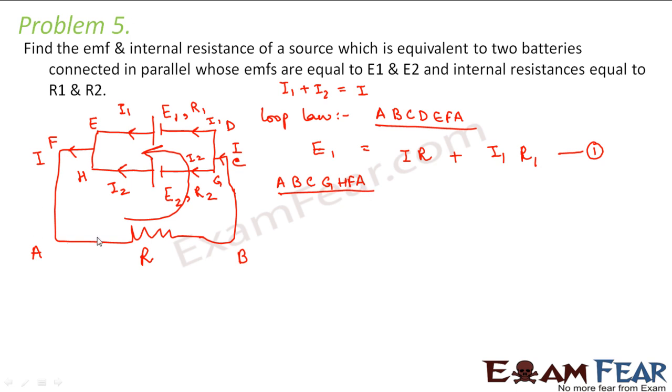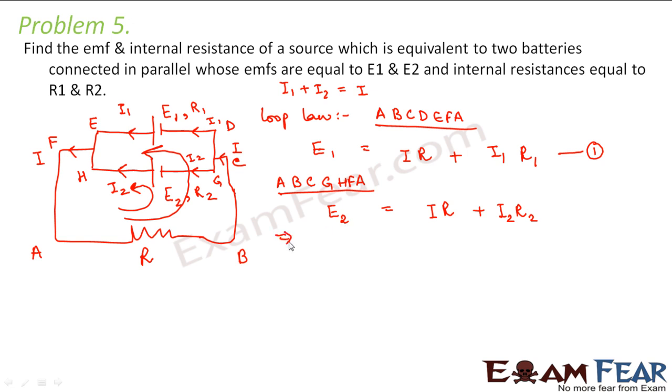That is the smaller one, A, B, C, G, H, F, A. Here also let us assume the direction to be this one. Here the EMF involved is E2. Resistances involved are R and R2. So current through R2 is I2 and current through R is I. So here also the direct signs will be positive.